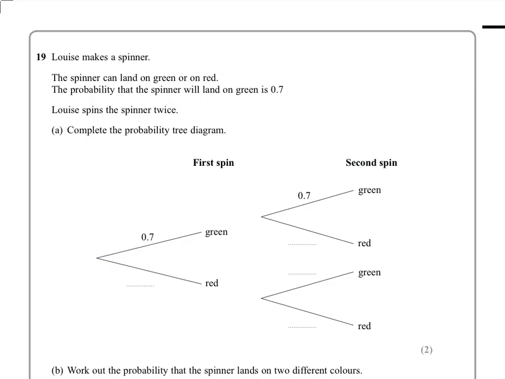So Louise makes a spinner. The spinner can land on green or on red. The probability that the spinner will land on green is 0.7. So let's fill this in. Probability it will land on red will be 0.3. Got to add up to 1. And then Louise spins the spinner twice. Complete the probability tree diagram.